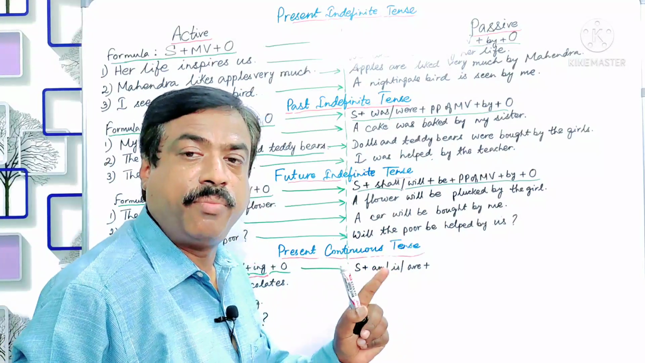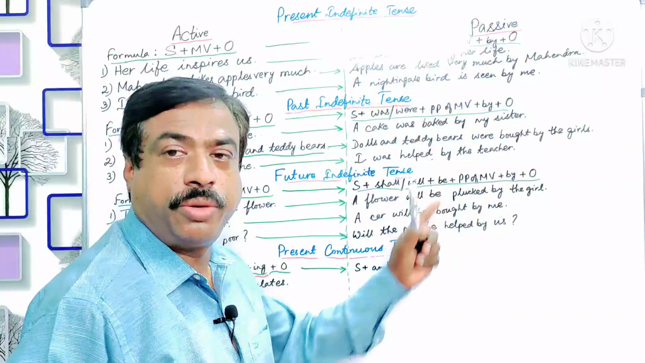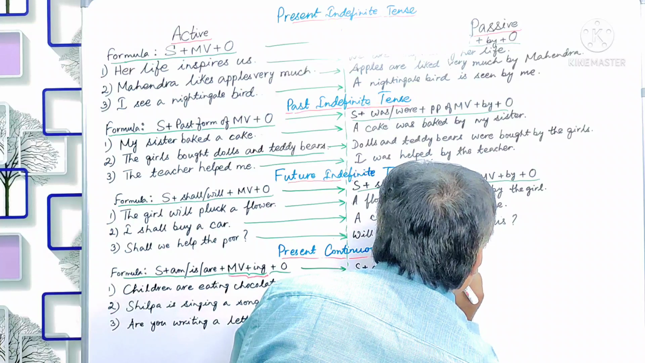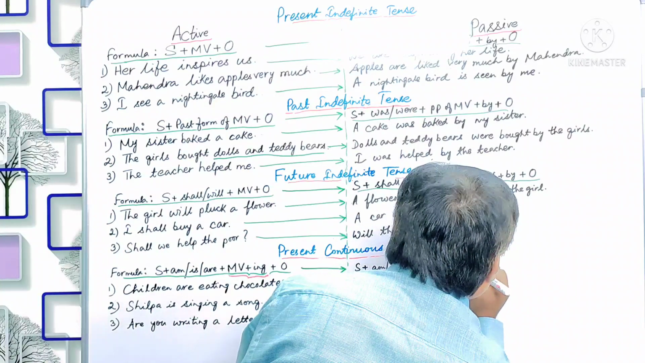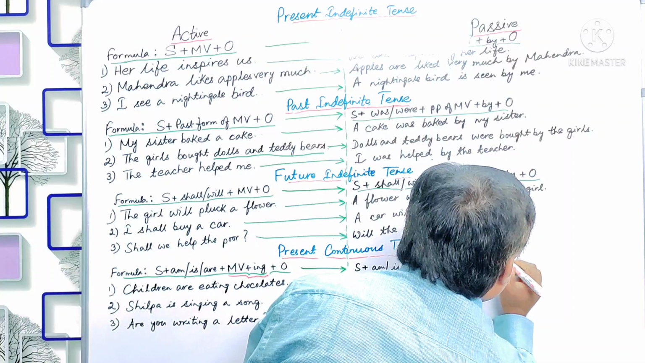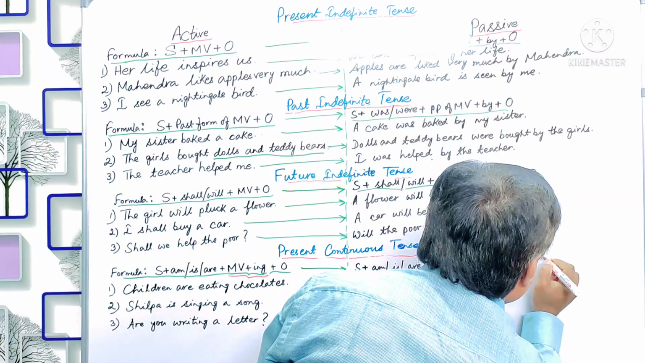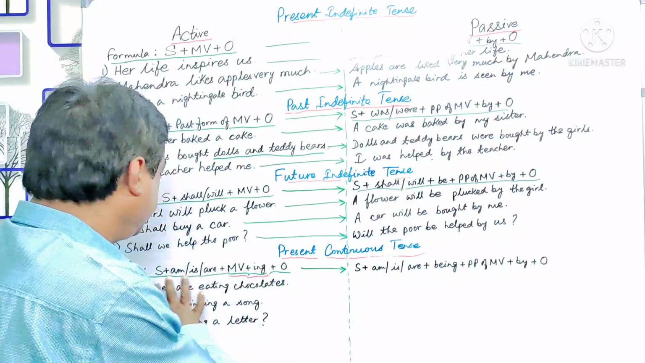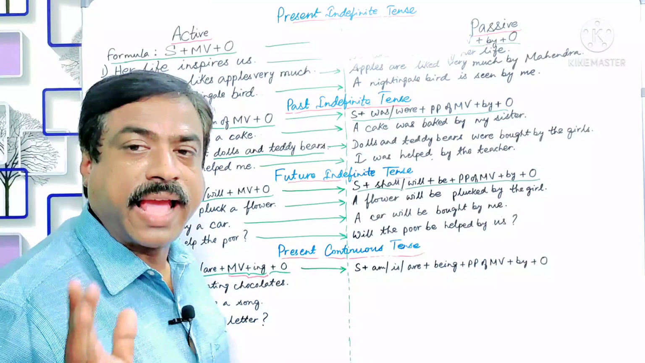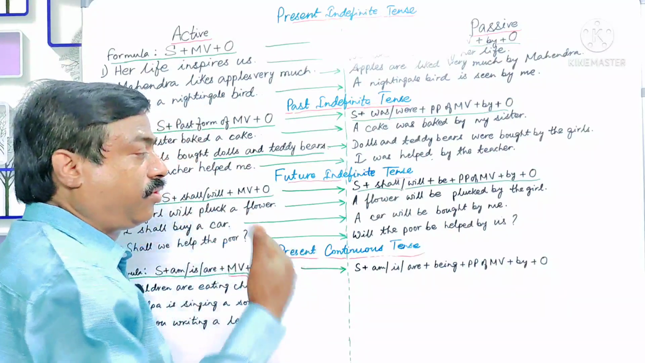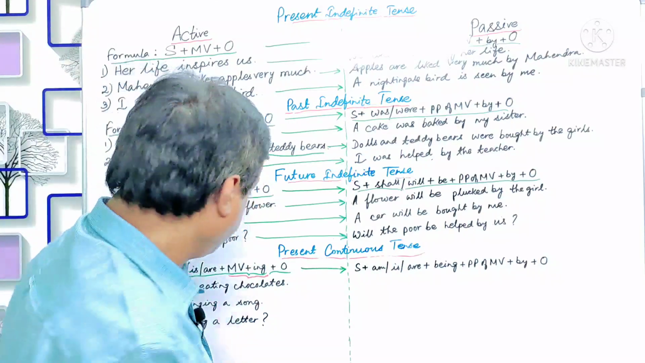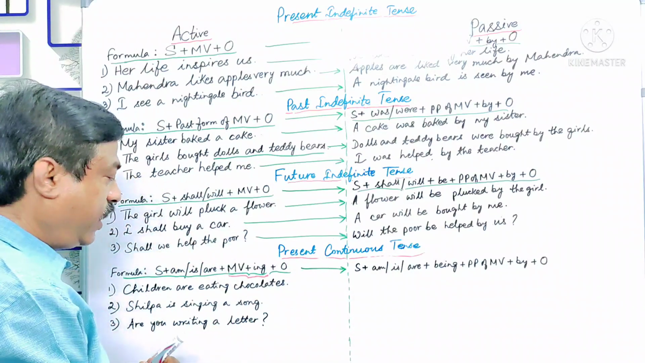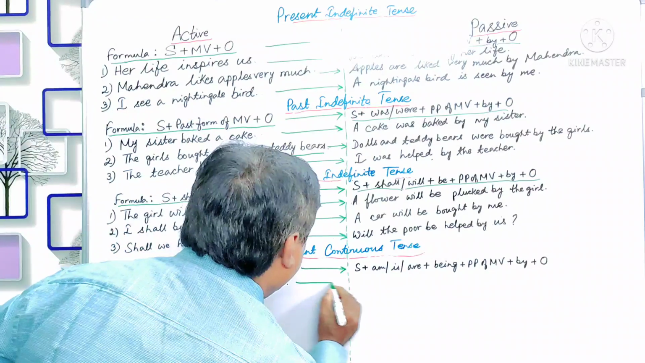So again, it's very important. Previously you saw there's a mandatory be, and now here a mandatory being is added. Being plus past participle form of main verb plus by plus object. So what happens? The formula changes to subject plus am, is, are plus being plus past participle form of main verb plus by plus object. Now the sentence is: children are eating chocolates. So chocolates is the object here, that will become the subject here.